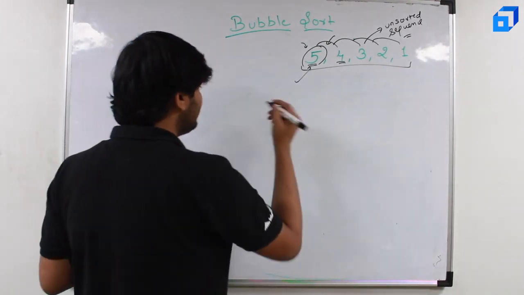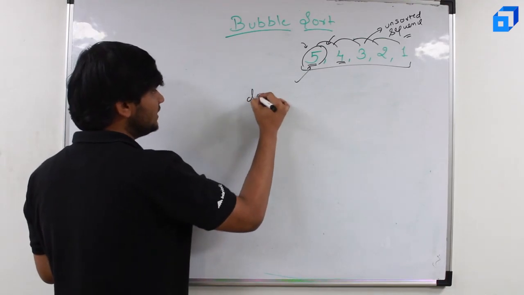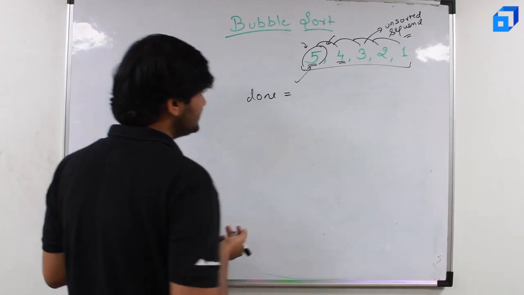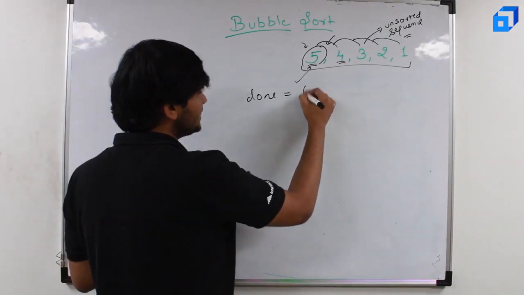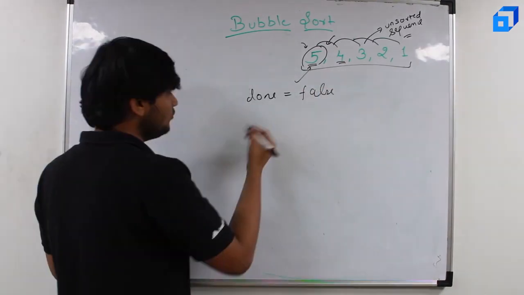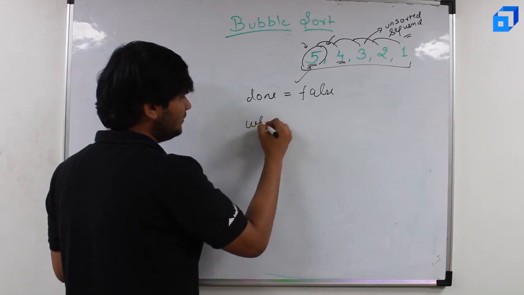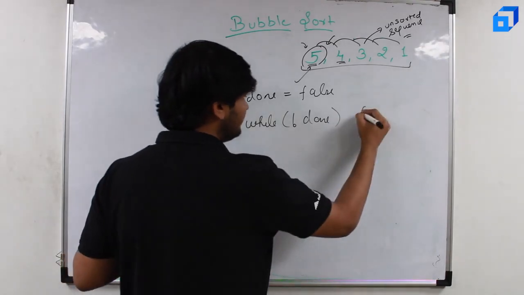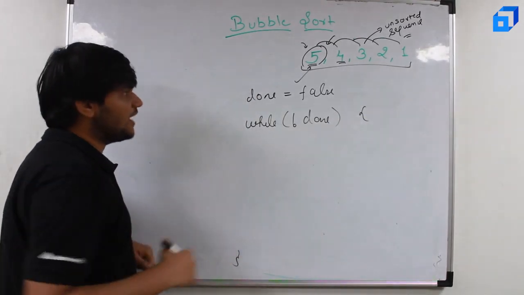So we will just keep track of a flag. That is, suppose we are keeping a flag called done. So initially what we can suppose is this done flag is marked as what? False, right? And what we can do is while this flag is false, right? While this flag is false, we will just try to implement the algorithm.